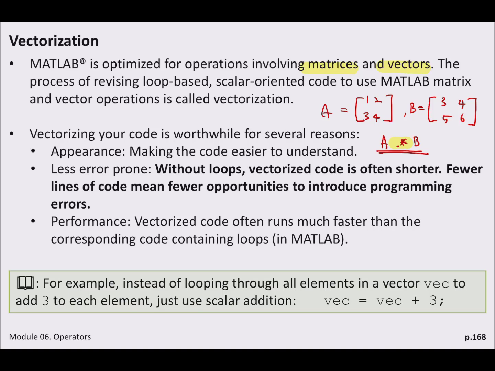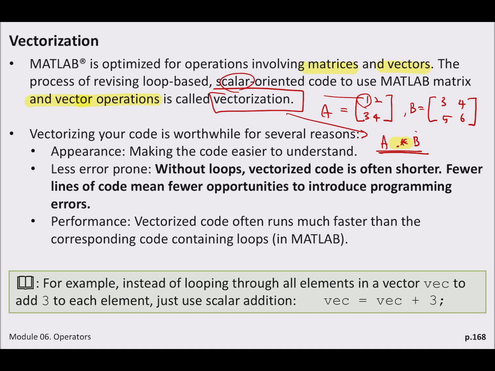Vectorization is to revise the loop-based or scalar-based code. Scalar-based code means you read the individual value using the loop structure. Revising it to use matrix and vector operations is called vectorization. Okay, this is one good example. Why is it better? The script is much more readable.